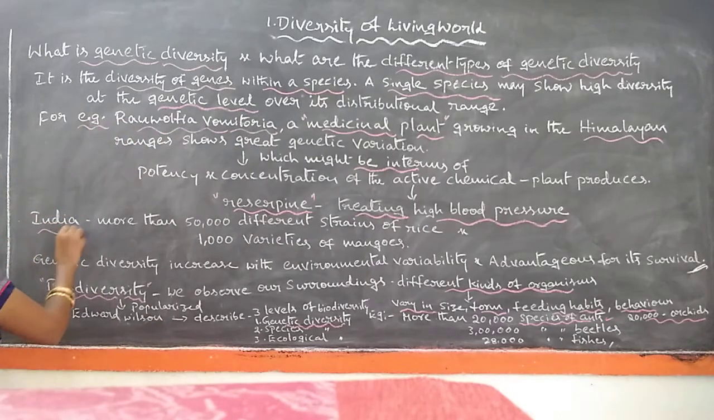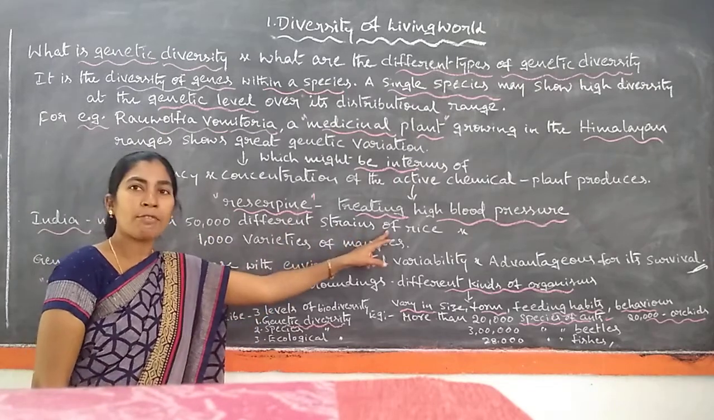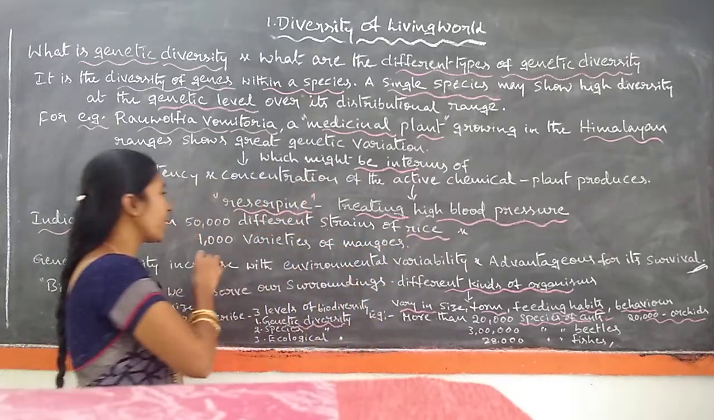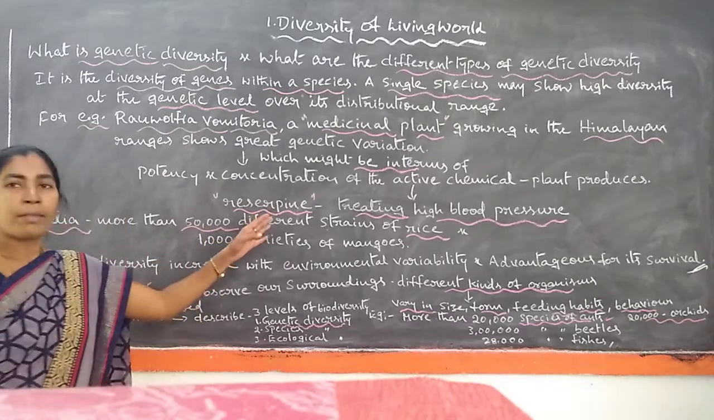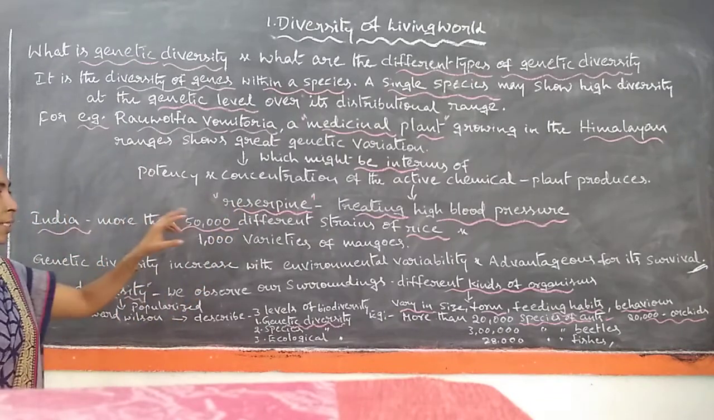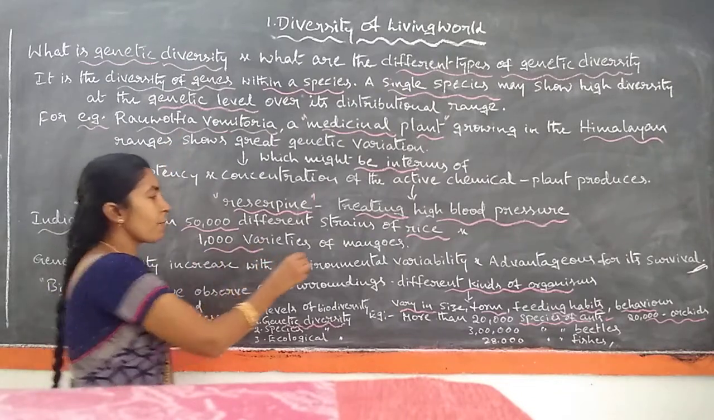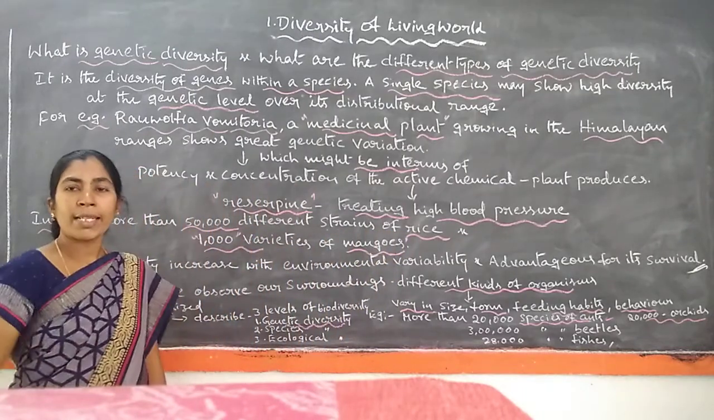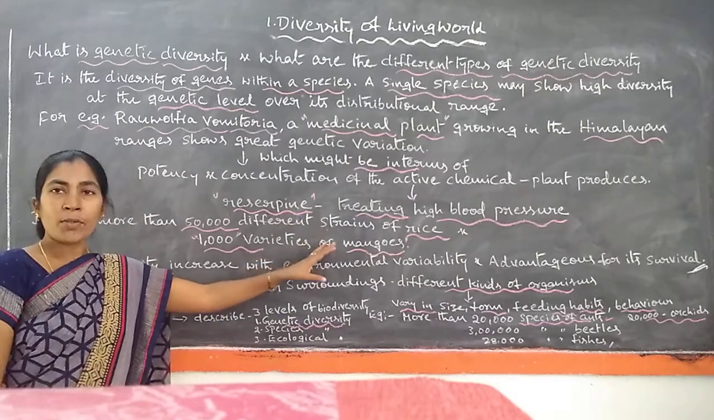Then in India, more than 50,000 different strains of rice are present. These are examples of genetic variation. Then there are 1,000 varieties of mangoes. When we observe mangoes, 1,000 varieties of strains of mango plants are present.